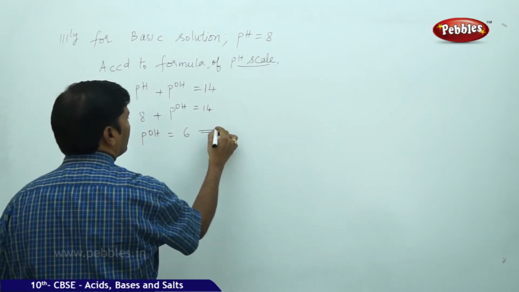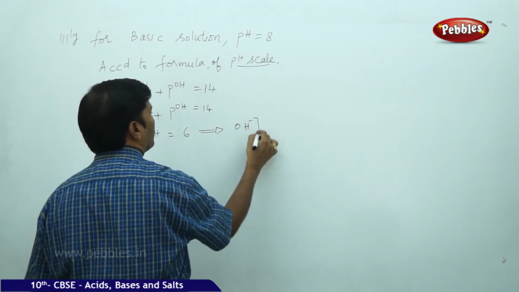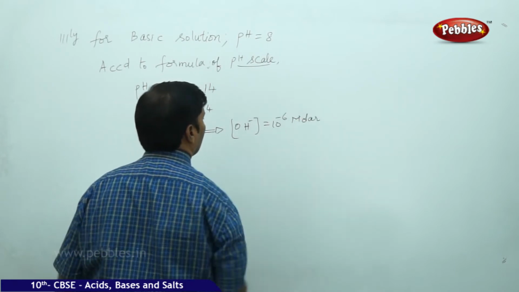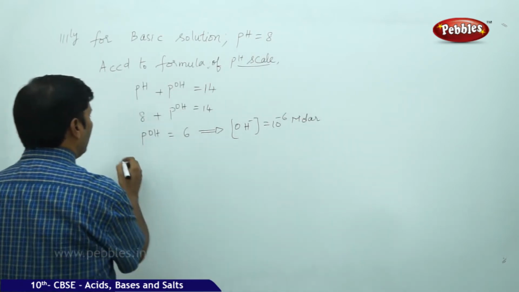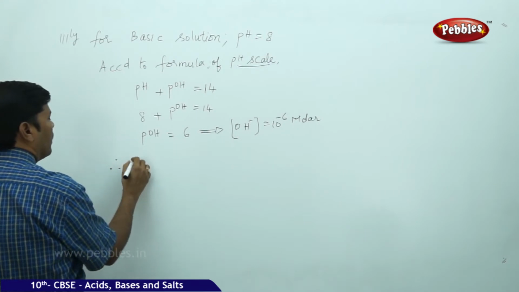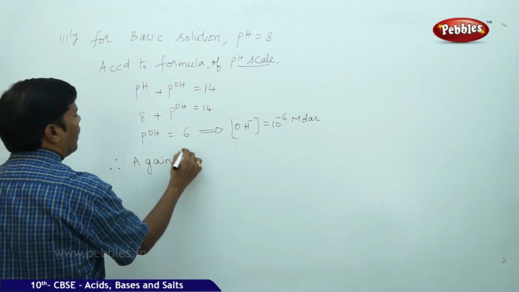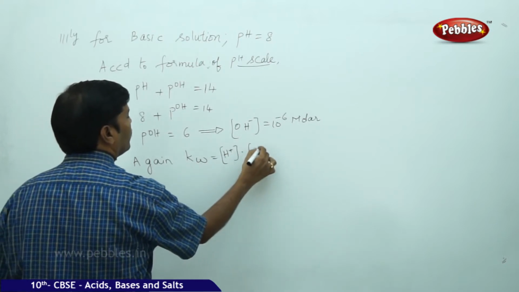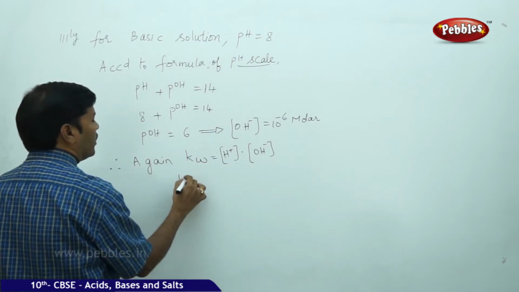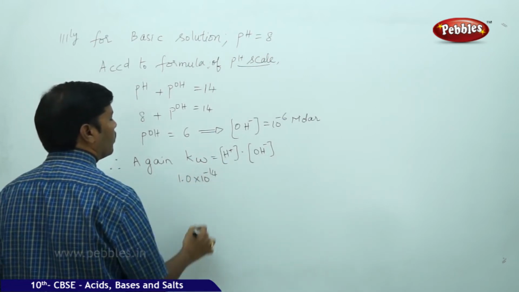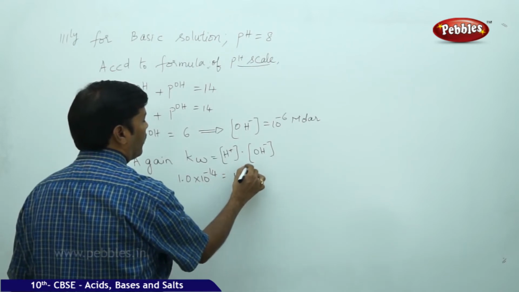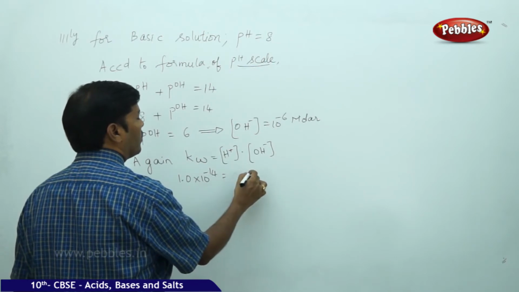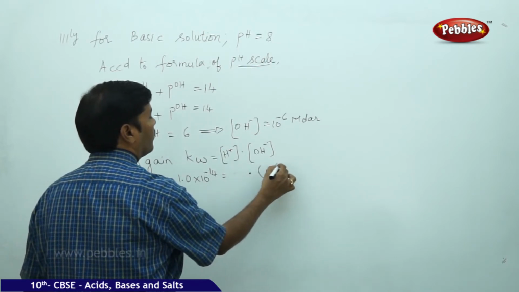If pOH is 6, then the OH minus ion concentration is 10 to the power of minus 6 molar. Therefore, again, the ionic product of water is equal to H plus ion concentration into OH minus ion concentration. 1.0 into 10 to the power of minus 14 molar square is equal to H plus ion concentration into 10 to the power of minus 6, because the OH minus ion concentration we already calculated as 10 to the power of minus 6.